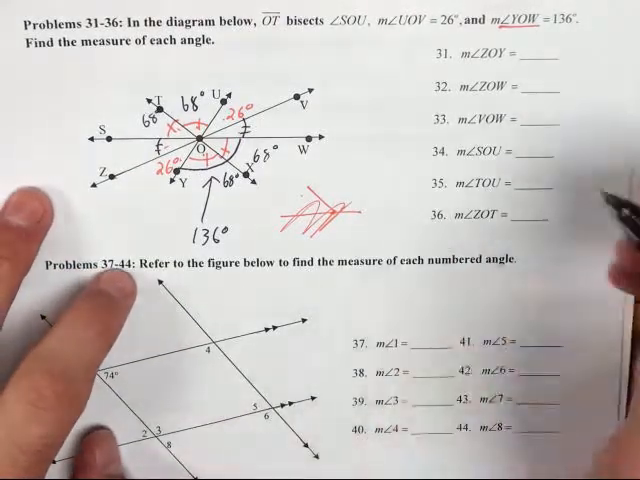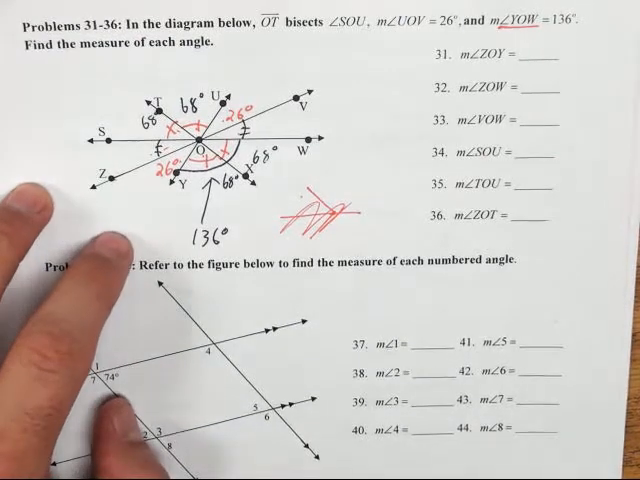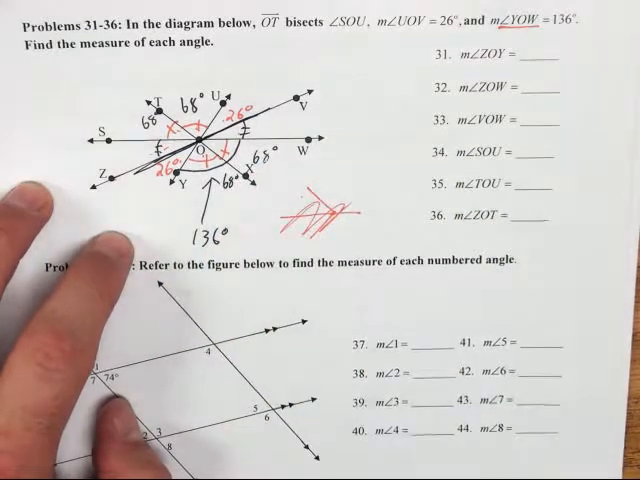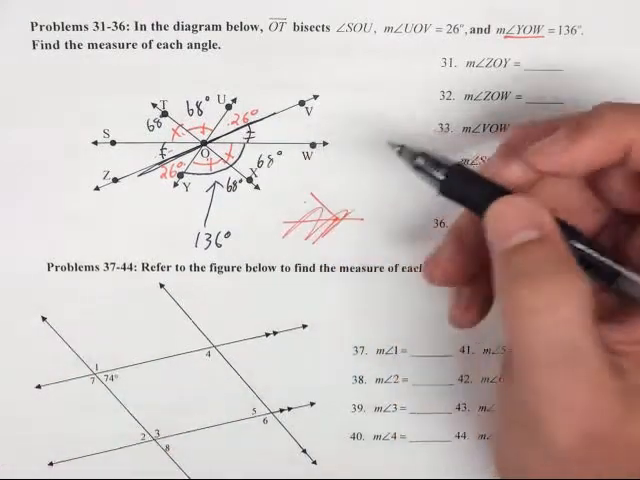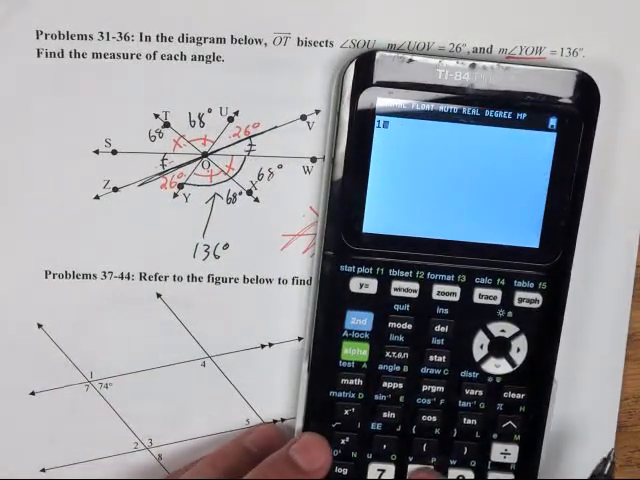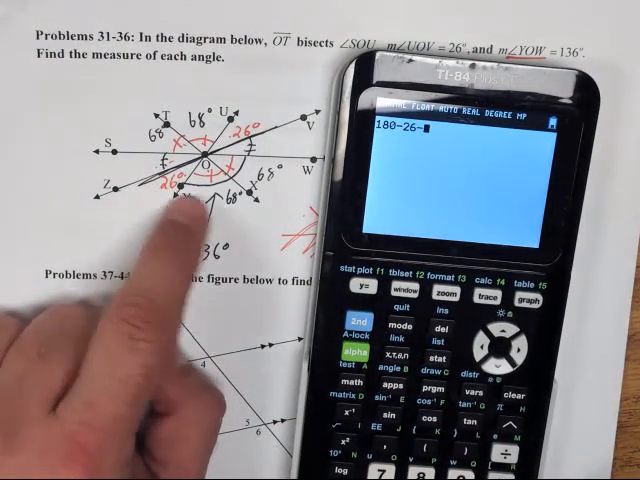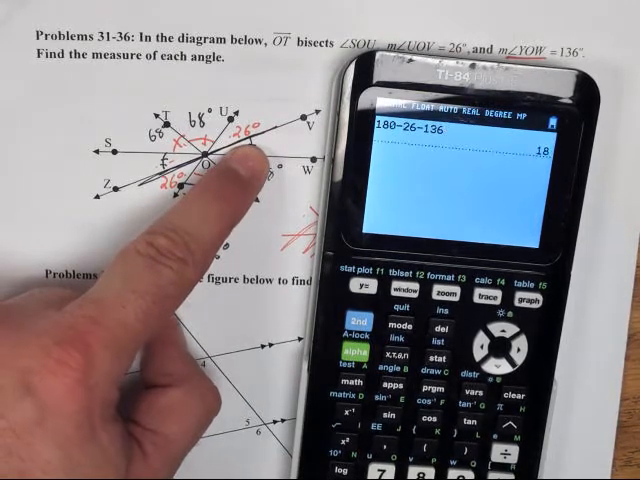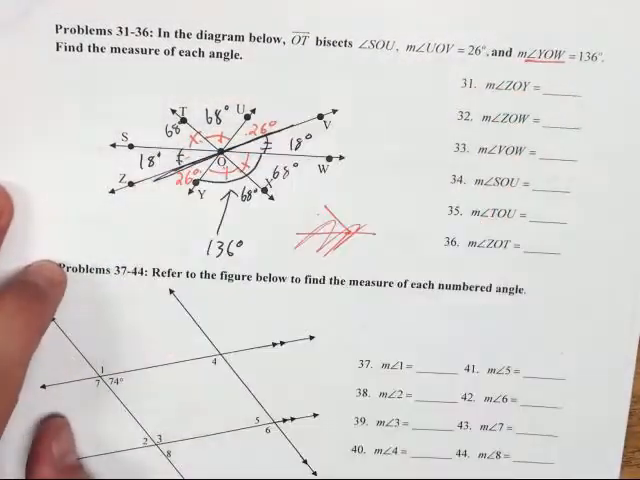Now, all right, these two angles are the same. So, as I said earlier, I know that this whole thing forms 180 degrees. Well, I can subtract all these out from 180 to find the measure of angle VOW. So, we got 180. Let's go ahead and clear it out. 180 minus 26 minus this whole angle, which was 136, gives me 18 degrees. So this is 18 degrees and this is 18 degrees.